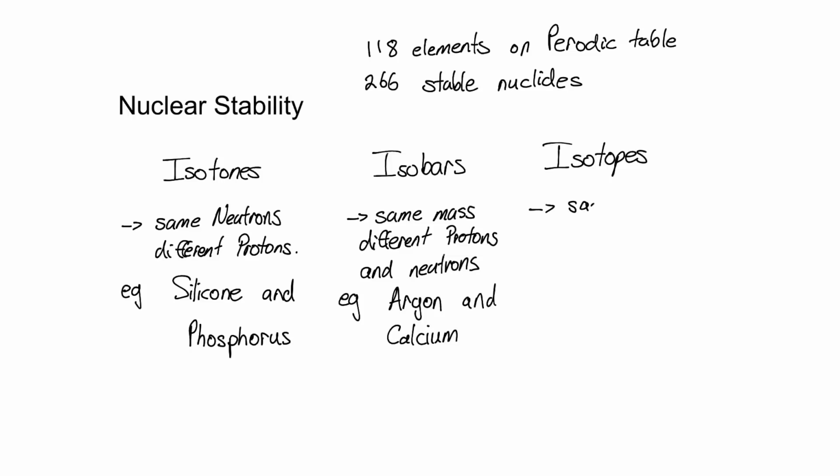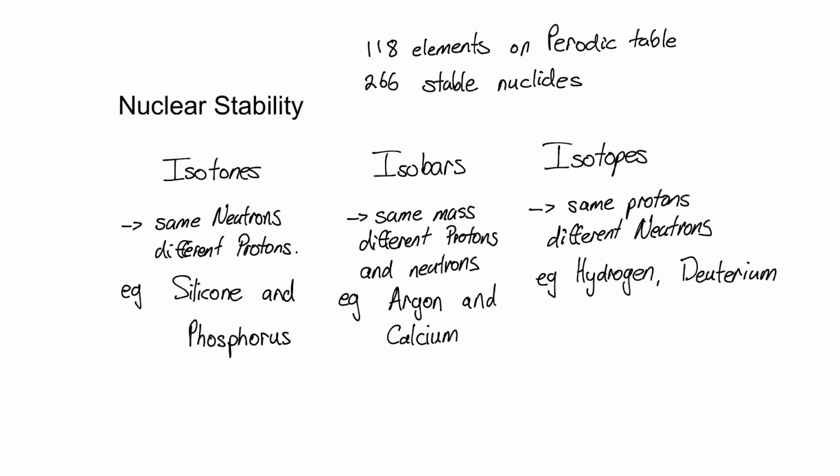They have the same number of protons, but different neutrons. An example of this would be hydrogen and deuterium and tritium, where hydrogen has no neutron, deuterium has one neutron, and tritium has two neutrons, with a total of 3 in the nucleus. We're going to be primarily dealing with isotopes, but it is still good to know what isobars and isotones are.